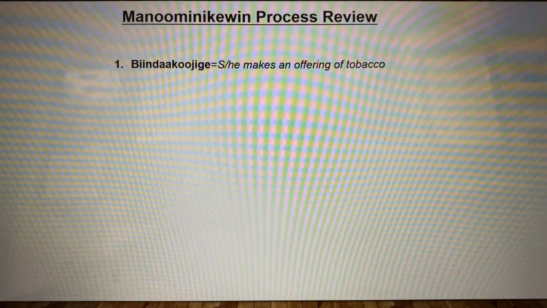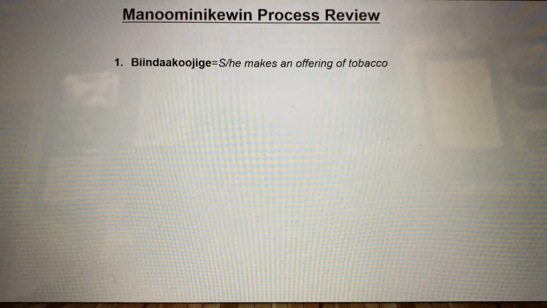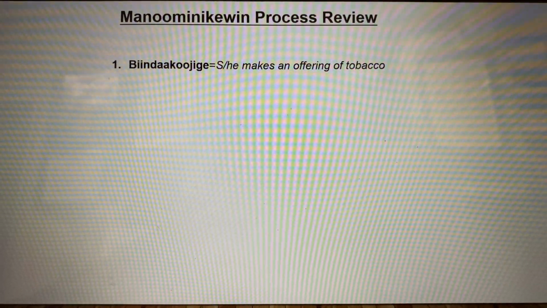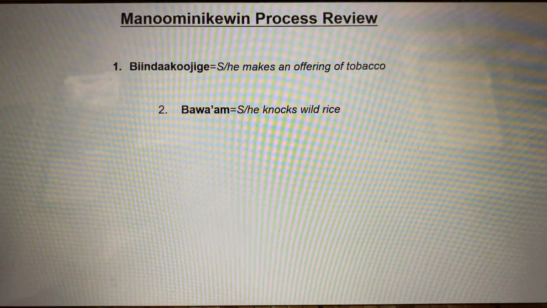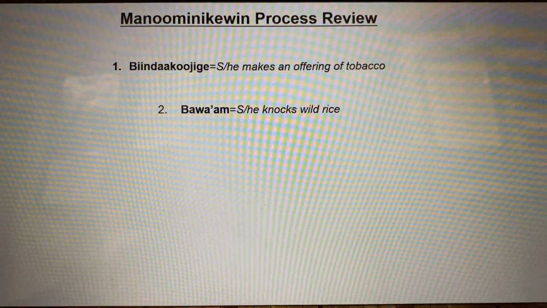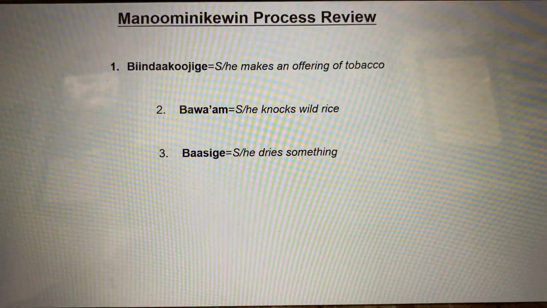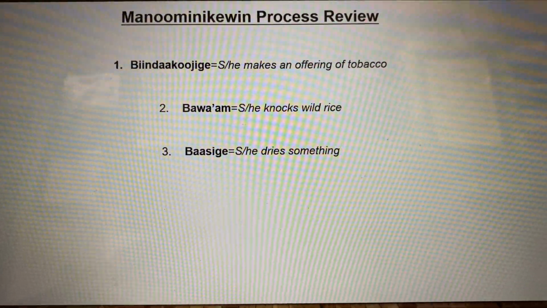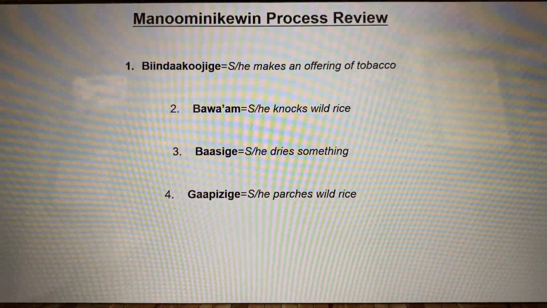Okay, so just a review of the processes we went through. We have Binda Kujige. He makes an offering of tobacco. Bawa, he knocks the wild rice. Basage, he dries something, in this case wild rice.